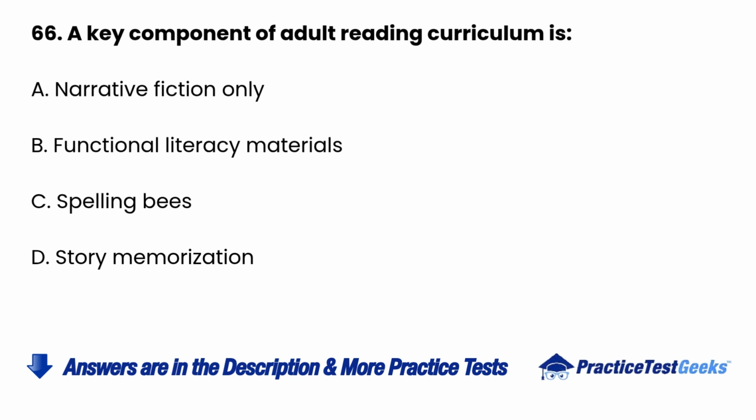66. A key component of adult reading curriculum is A. Narrative fiction only. B. Functional literacy materials. C. Spelling bees. D. Story memorization.